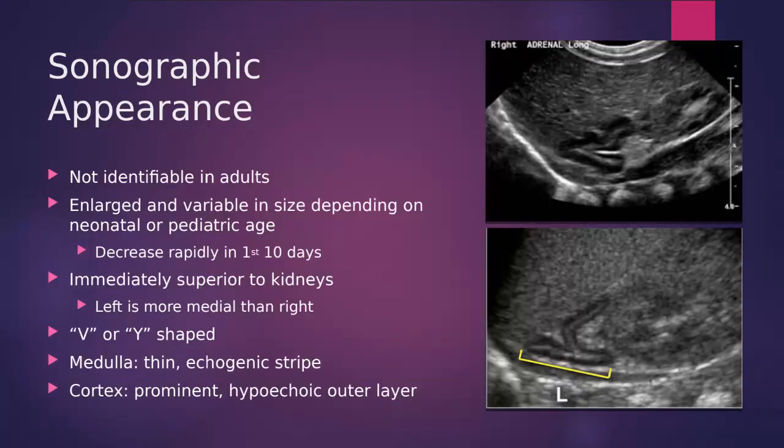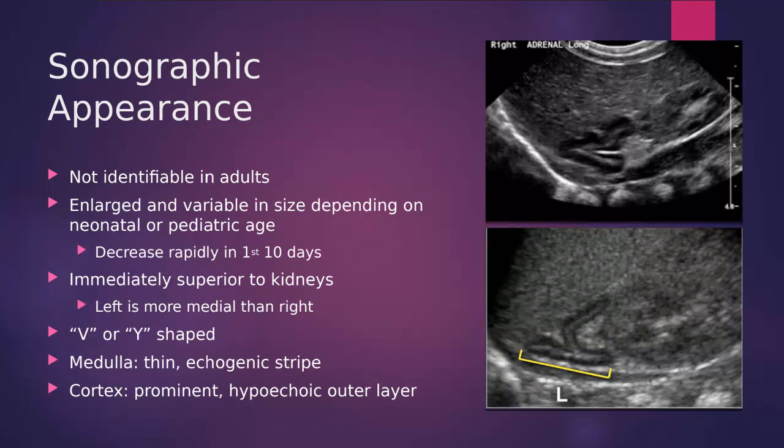Our sonographic appearance, so as I've said about 3 times already, we are not evaluating the adrenal glands unless there is something abnormal or we are scanning a young child. So these are not identifiable in adults, enlarged and variable in size depending on the age of the young patient. So right after birth, our adrenal glands are going to be super prominent on ultrasound, and then they kind of rapidly decrease in size shortly after birth, but we can still evaluate them in that pediatric state.